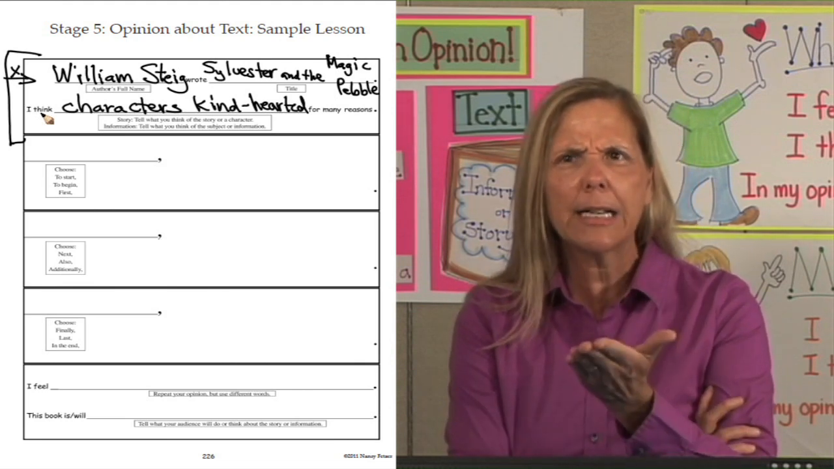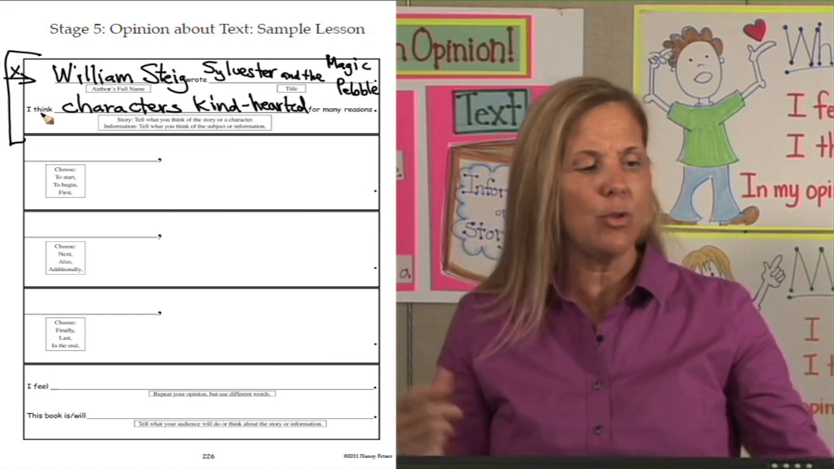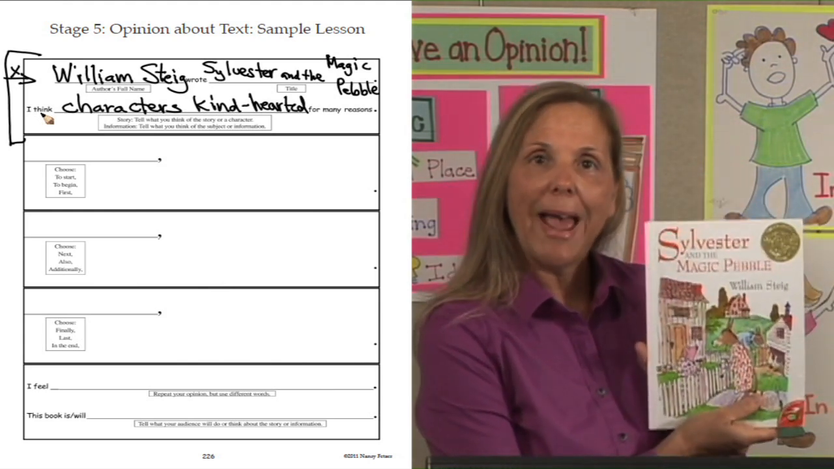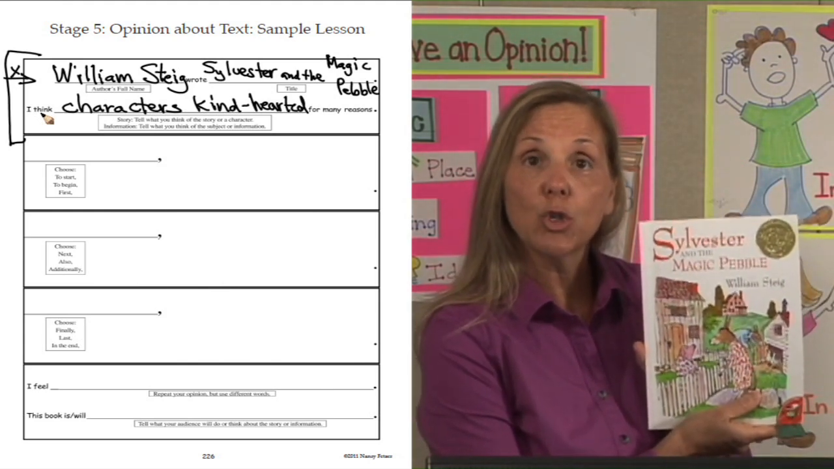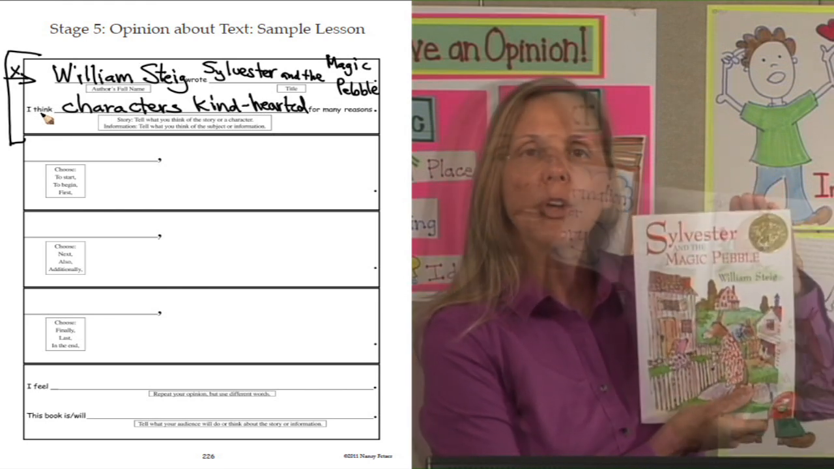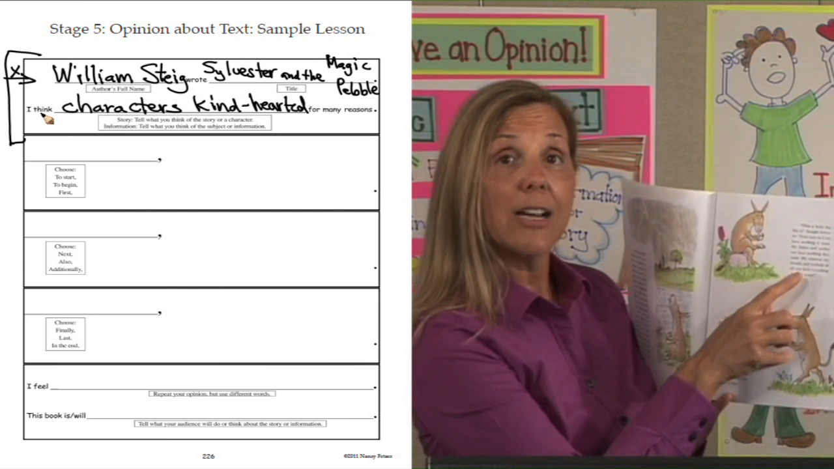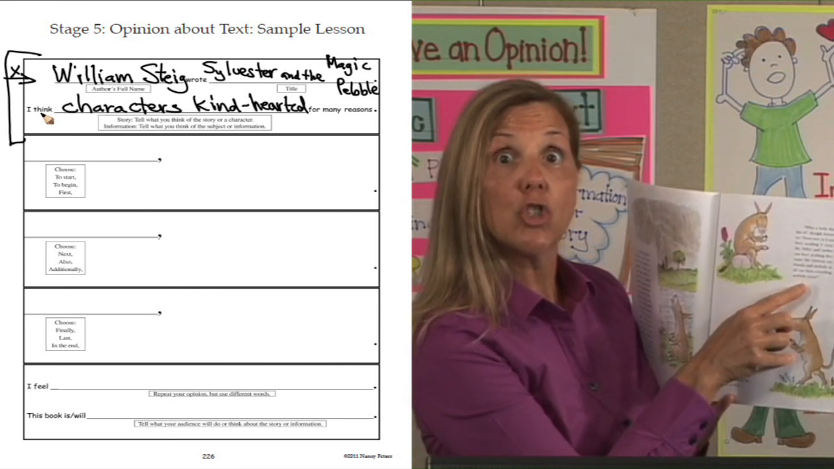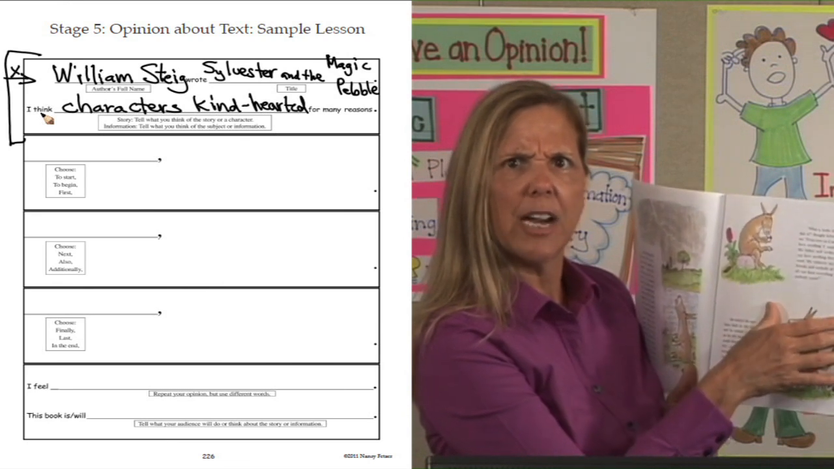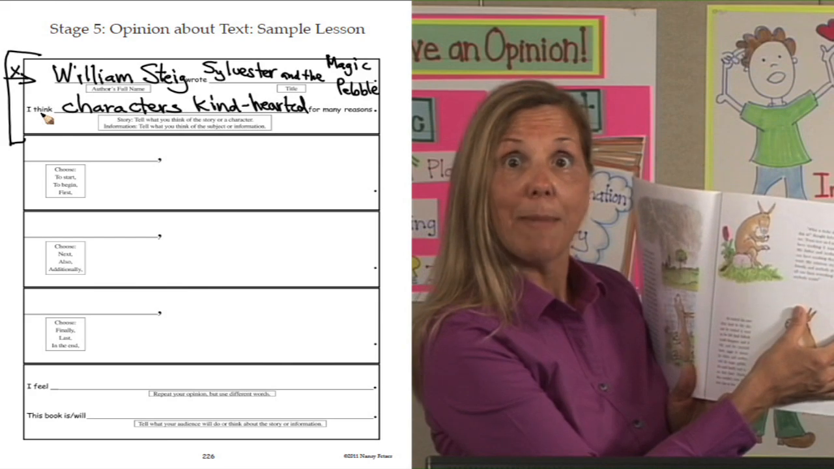I have to back it up. I have to prove, I have to show to you that they're kind-hearted. How do I do that? Can I just make this up? Or do I need to go back in the book to show you where characters were kind-hearted and caring? Oh, I have to go to the book. Here's a page where Sylvester was kind-hearted. He wasn't greedy. Actually, he found the magic pebble and he wanted to share this with his friends and family. Wow, that's kind-hearted. That's somebody who wants his family and his community to benefit from a magic pebble.